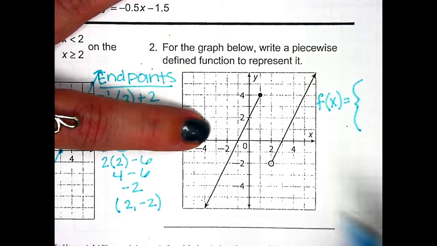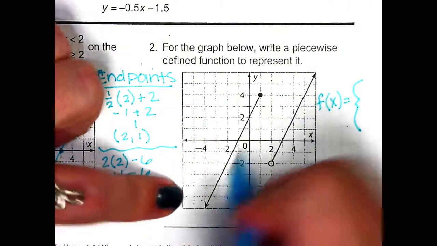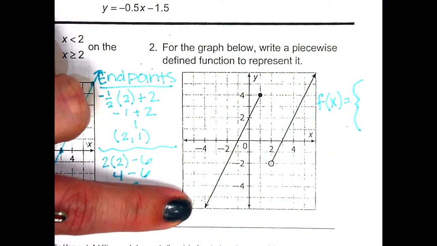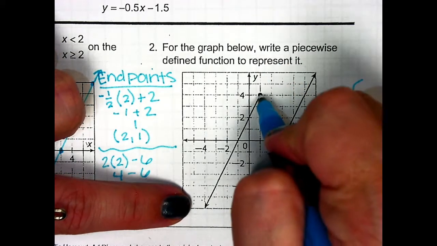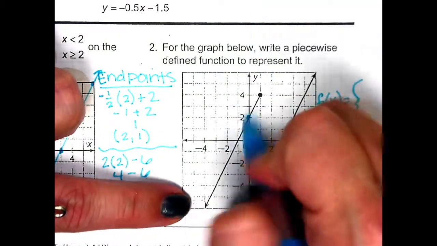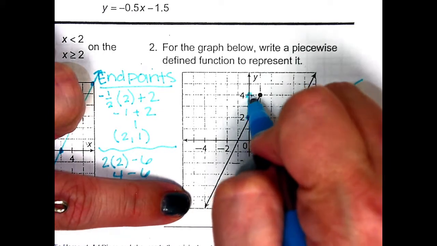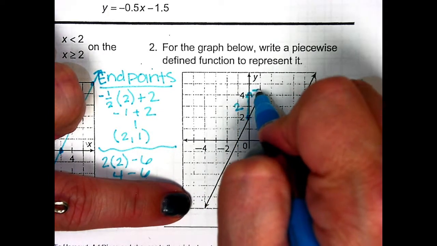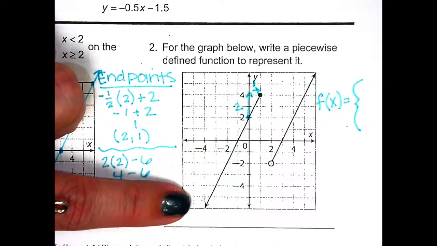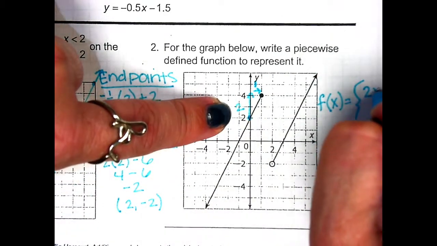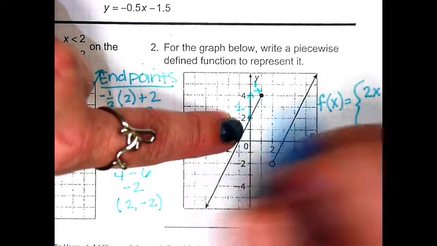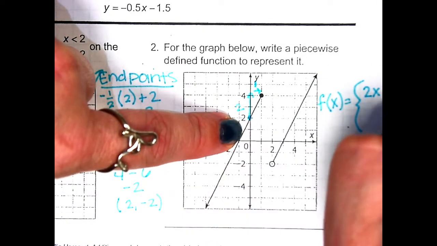Our first line, the slope. Even though this looks like it's going down, it's actually going up. It's a positive slope. So I'm going to go here, and it goes up 2, to the right 1. So my slope for this line is 2. So we have 2x, and then the y-intercept is 2, so plus 2.